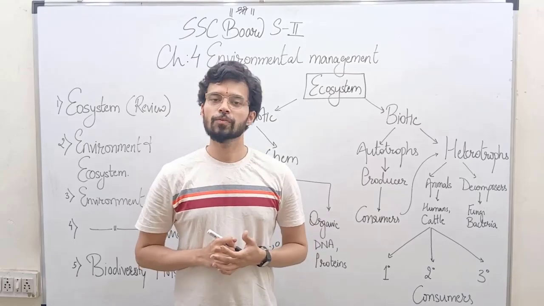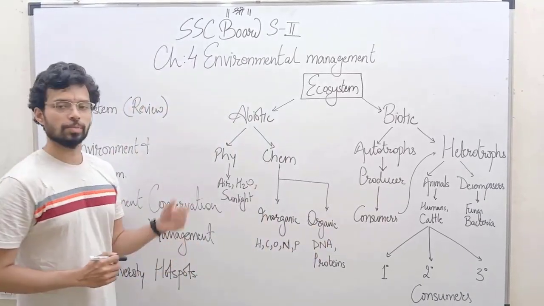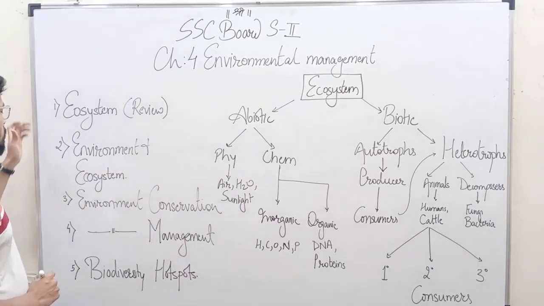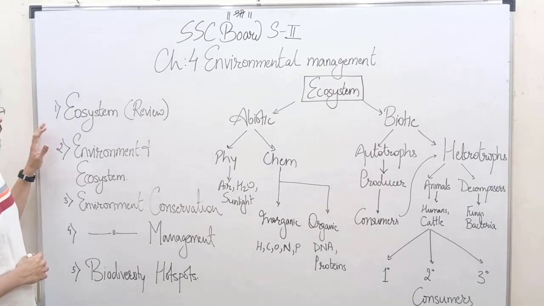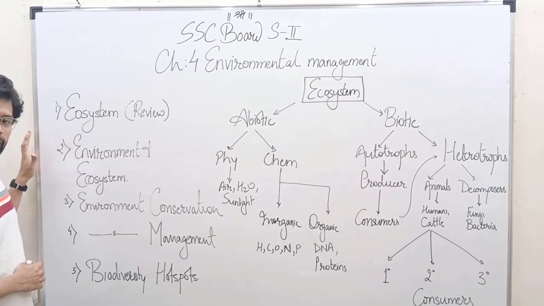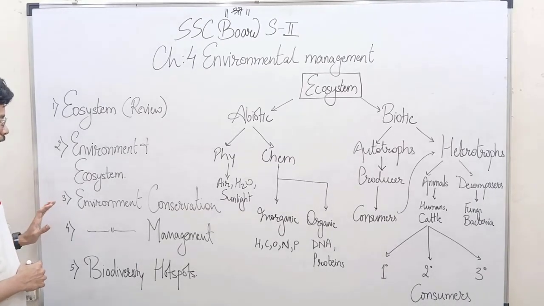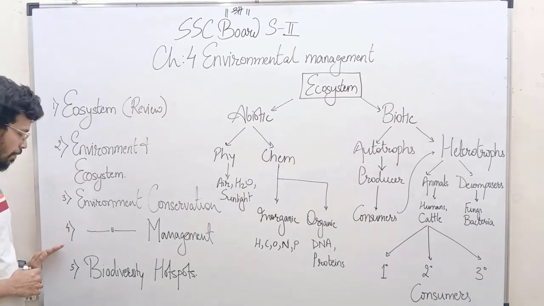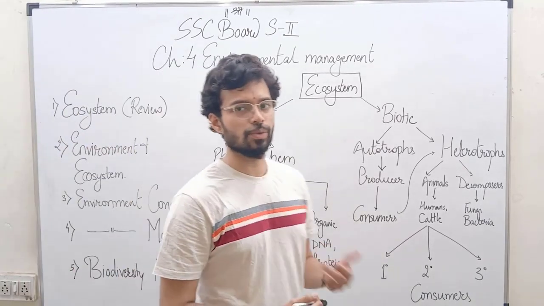So today we'll be seeing the fourth chapter of the syllabus, that is environmental management, or ecosystem management in other words. In this chapter, the five major topics that we are going to study are as follows: reviewing what is an ecosystem, then environment and the ecosystem, environmental conservation, environmental management, and biodiversity hotspots or sacred forests and groves as they are called.